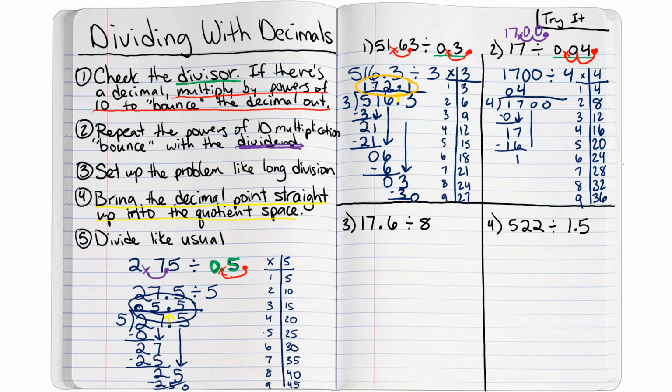Bring down my next digit, which is a 0. I've got 10 divided by 4. I'm going to be able to make 2 groups. 2 times 4 is 8. Subtract that, and I've got 2. Bring down my last digit, which is another 0. 20 divided by 4 gives me exactly 5 groups. 5 times 4 is 20.